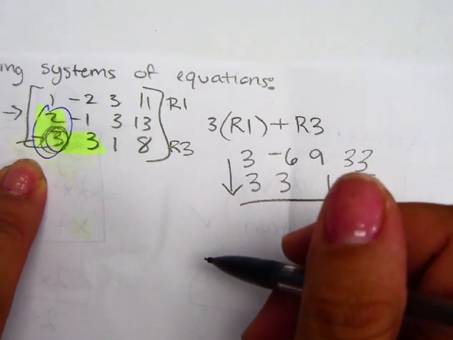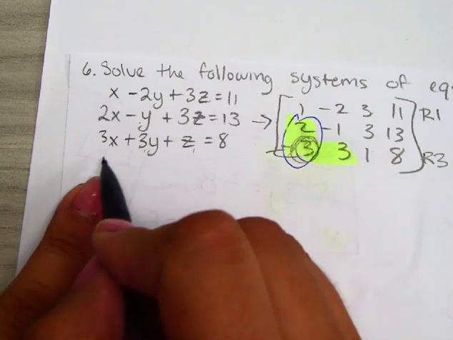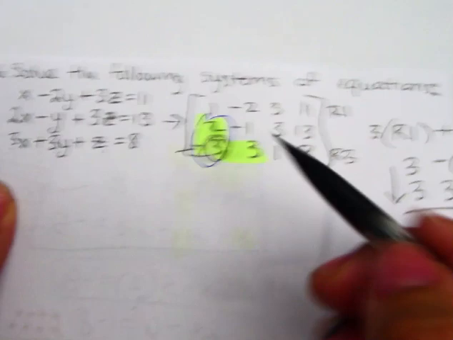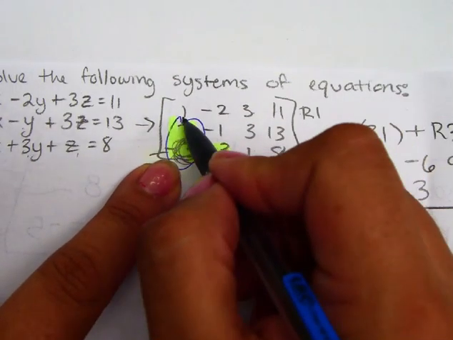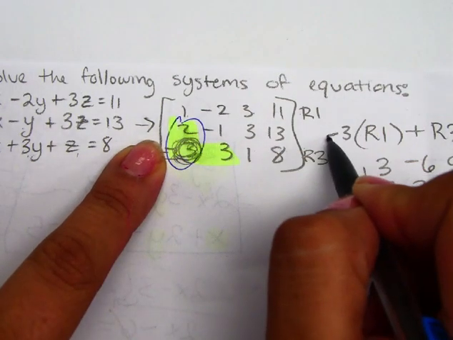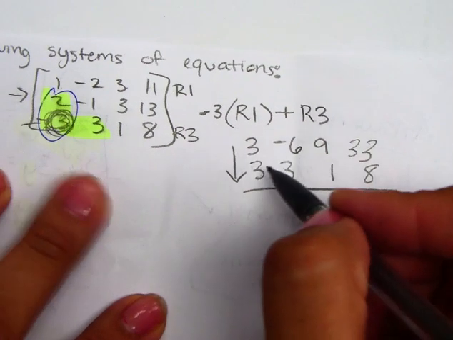I think this is actually a positive 3. Yeah, so my mistake. If you notice here, this is a positive 3. So we need a negative 3. To make that a negative 3, we need to multiply times a negative 3, which makes these opposite sign.